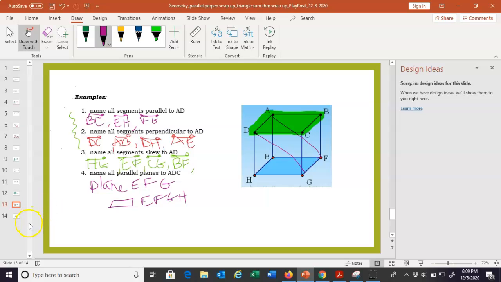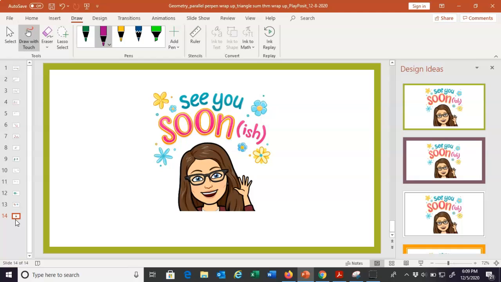All right, so sometimes these can be tricky. I definitely recommend writing on your paper, grabbing highlighters if you can. But that's it for today, you guys.